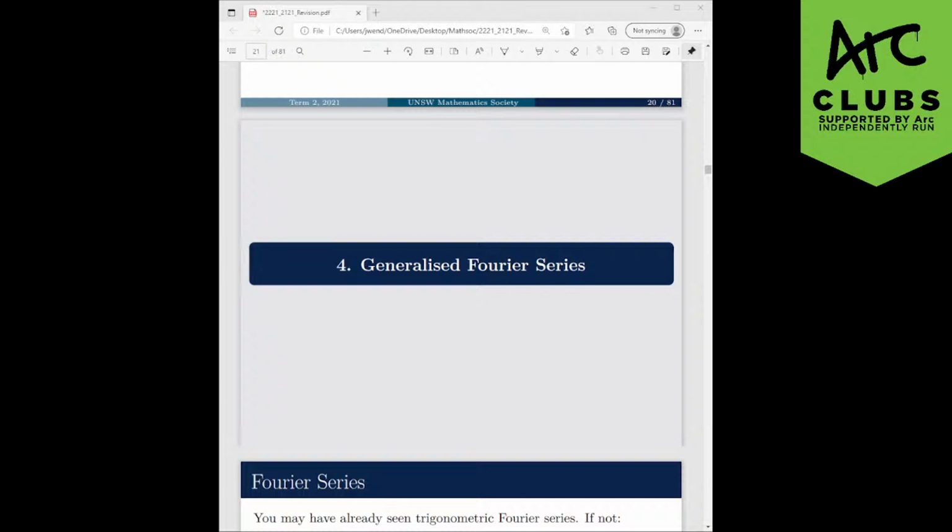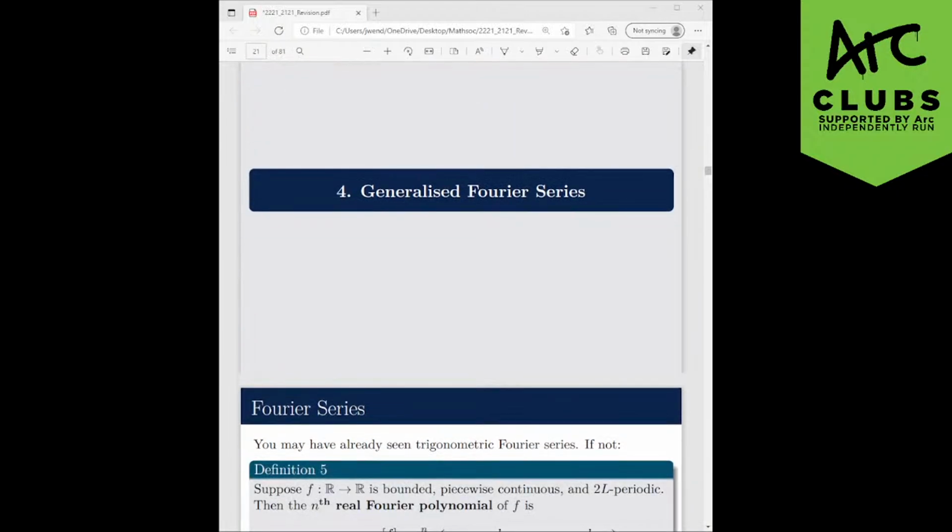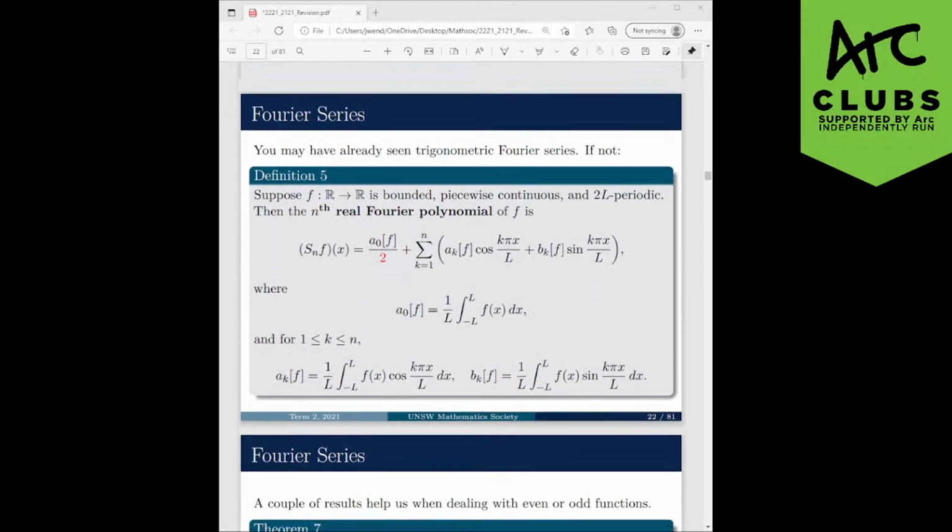Nice. So, I have the generalized Fourier series. Okay, so this is the trig Fourier series. So we have some function out there going from R to R, bounded, piecewise continuous, most importantly 2L periodic. So it repeats every 2L, L is some constant out there, L could be pi. Like sine is 2 pi periodic. So L would be pi in that scenario. L is some constant depending on what the function is.